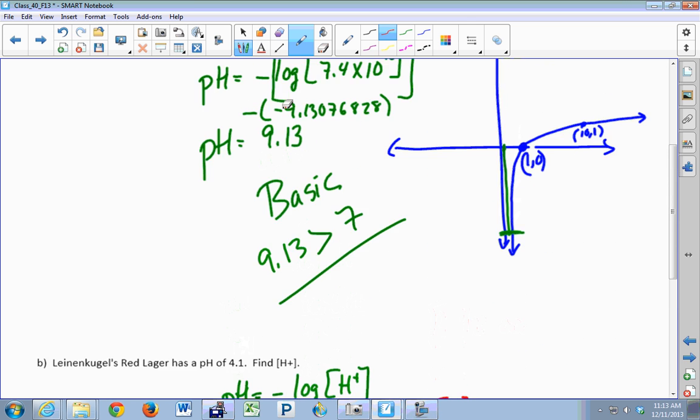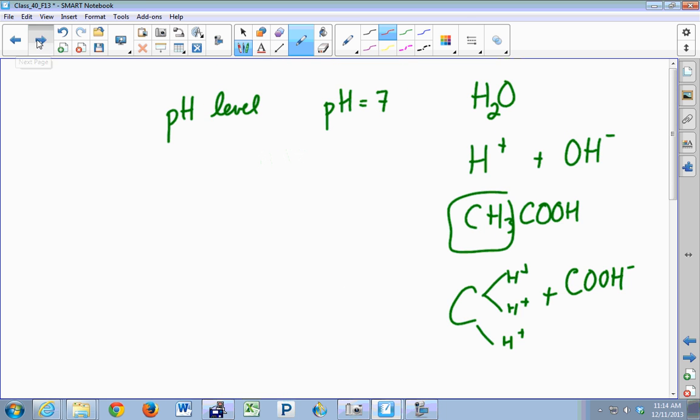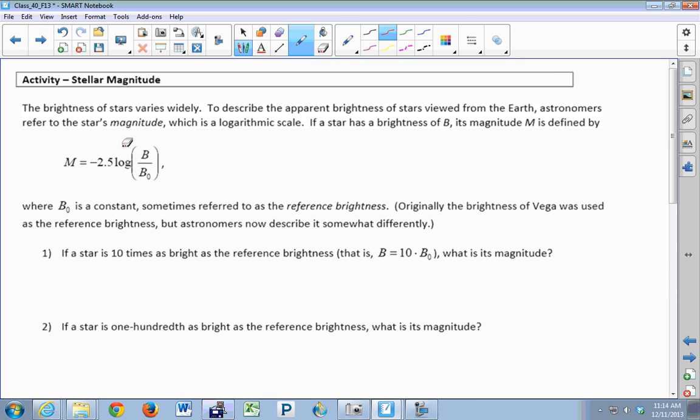Okay, so let's take a look at decibel scales, and then I'm going to set you loose on your group activity today, which is kind of fun.